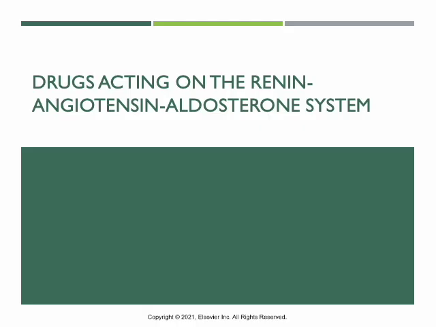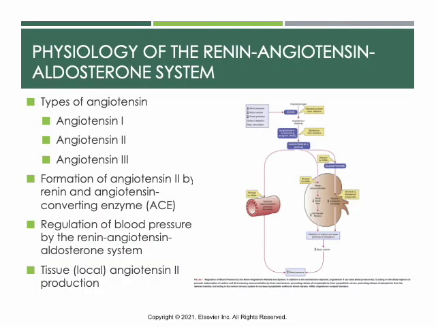We're going to move on now to drugs that work on the RAS system, or the renin-angiotensin-aldosterone system. There are 3 types of angiotensin. We have 1, 2, and 3. And before considering the physiology of the RAS system together, we need to figure out how these angiotensins play a role in the system itself.